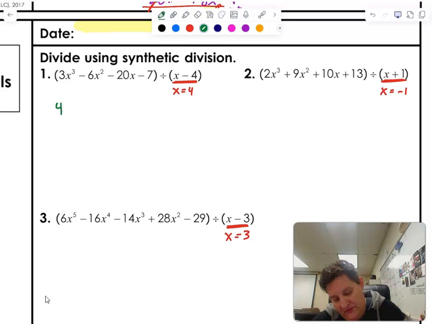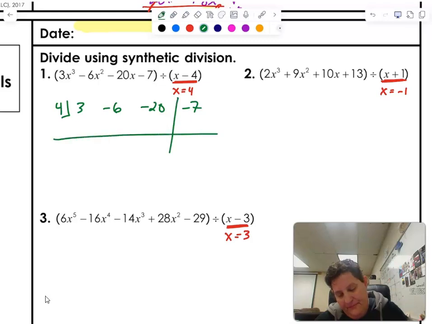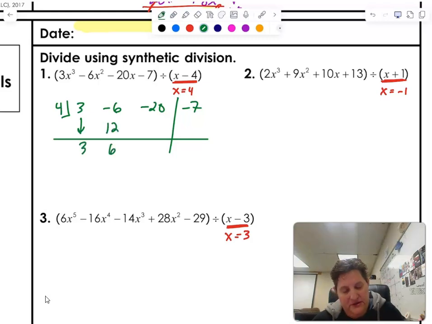So like this one is 4 into 3, negative 6, negative 20, negative 7. All right, we like this a ton better. We go like this. 3 times 4 is 12, that's 6. 6 times 4 is 24, that's 4. 4 times 4 is 16, that's 9.